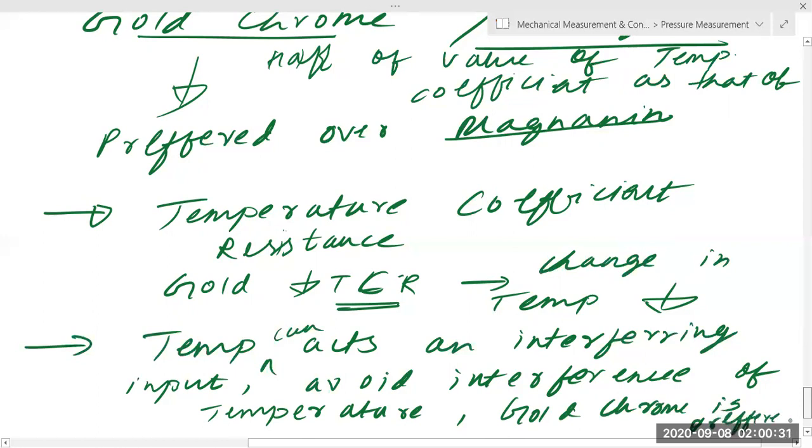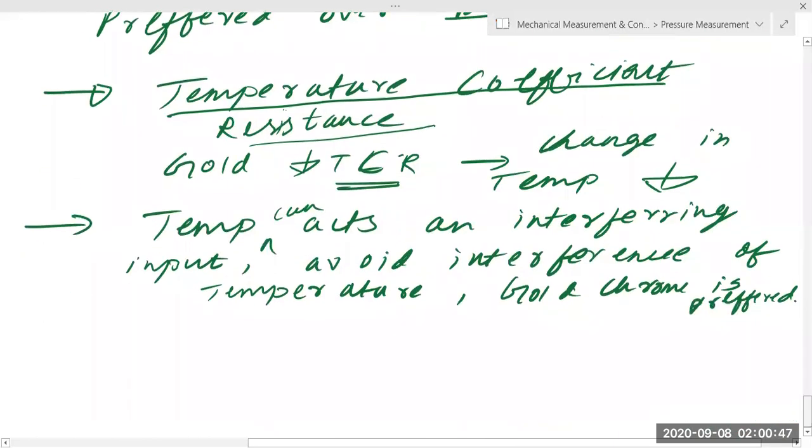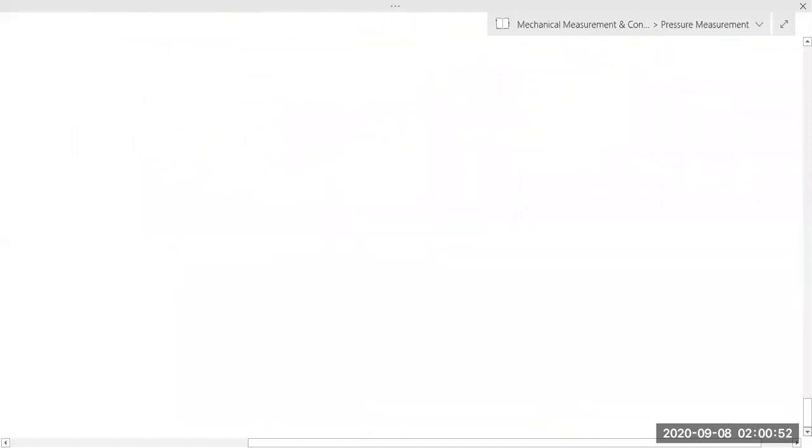When the temperature variation is not that much, and the temperature coefficient of resistance will also not vary that much, whenever there is low temperature usage, or you want to use it in an application where the temperature variation is very low, you can even go for manganese. Or you can always prefer gold chrome as the resistive wire.